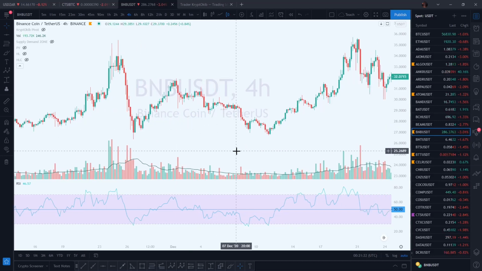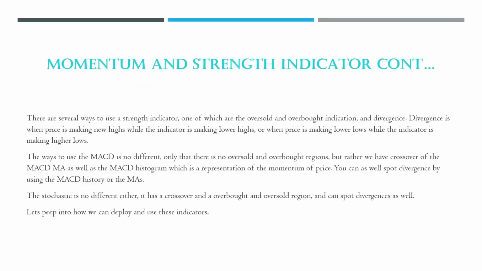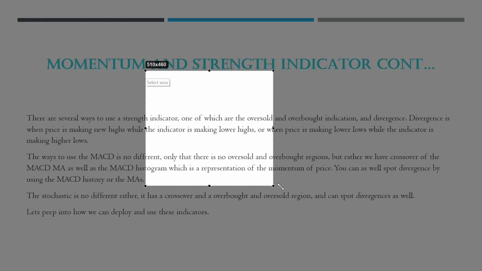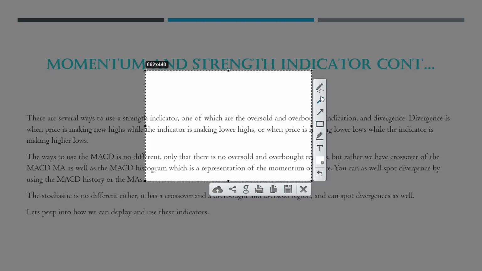RSI is good at divergence. And what did I say? Let's go back to the slide. I said divergence is when price is making new highs while the indicator is making lower highs, as in price is making higher highs and the indicator is making lower highs. Let me give you an example of it here.